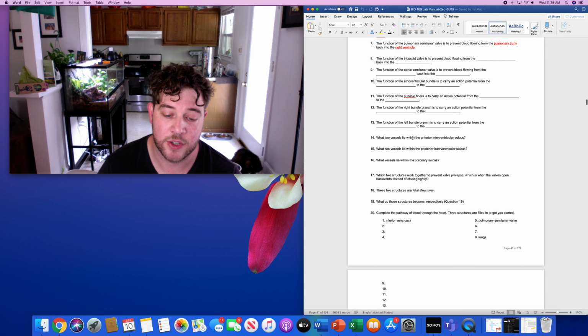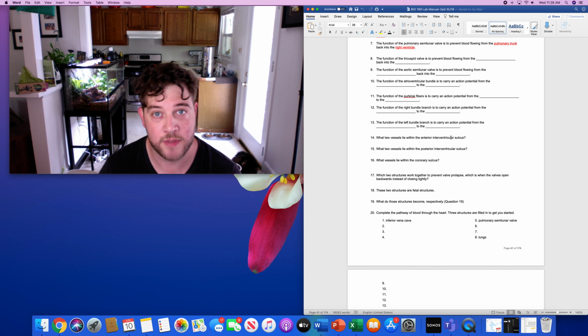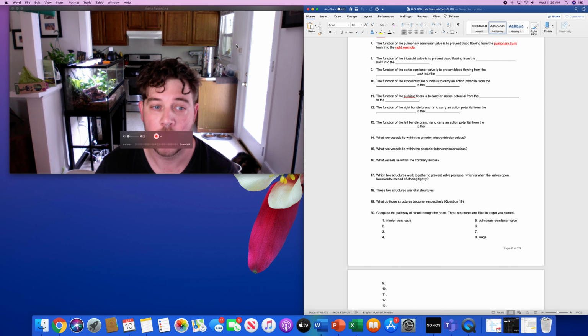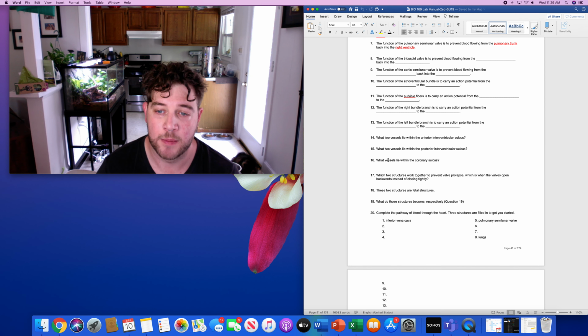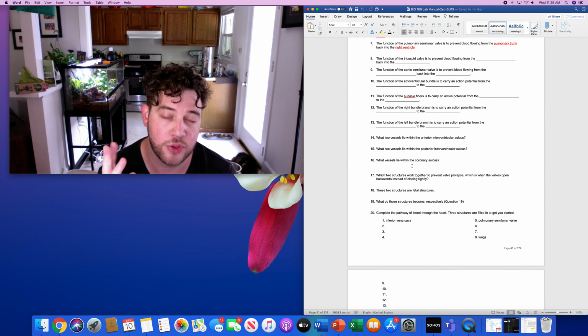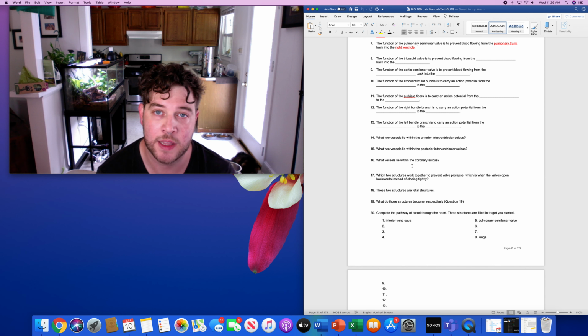The two vessels that are in the anterior interventricular sulcus are the anterior interventricular arteries and veins. Very straightforward. Posterior interventricular sulcus, you have your posterior interventricular arteries and veins. The vessels that lie in the coronary sulcus, there are three: you have your right and left coronary artery, you have your coronary sinus, and you have your circumflex artery.